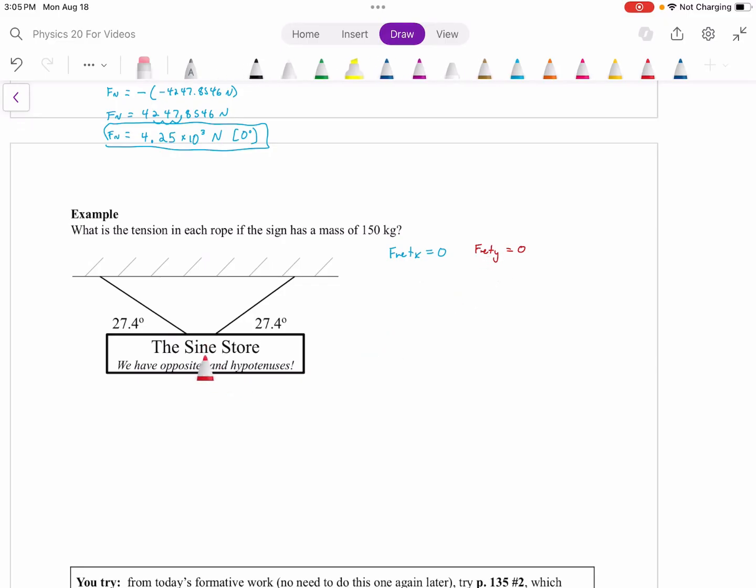So let's take a look at our scenario here. Again, it's a sign, it has mass, so there is going to be a force of gravity pulling straight downwards. And we know the sign's mass, so we basically have its force of gravity, right? It's just going to be 150 kilograms times 9.81. Okay, so there's this downward force. Why isn't it falling? Well, there needs to be some upward force, right?